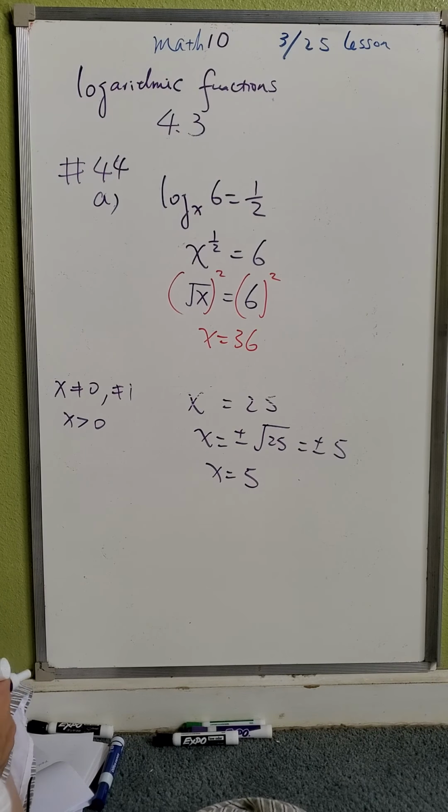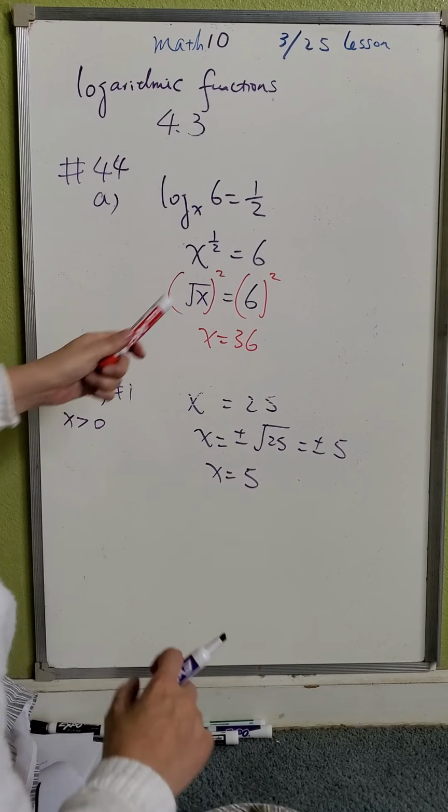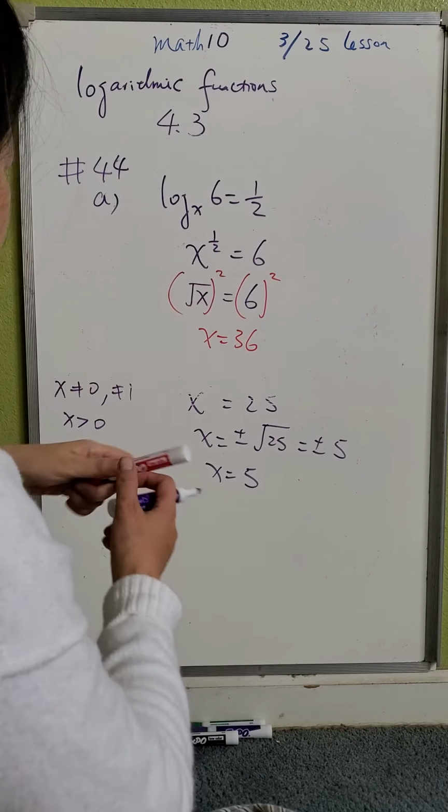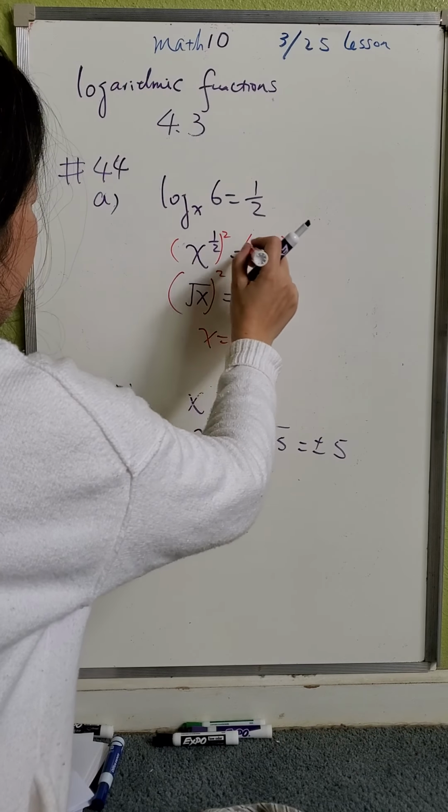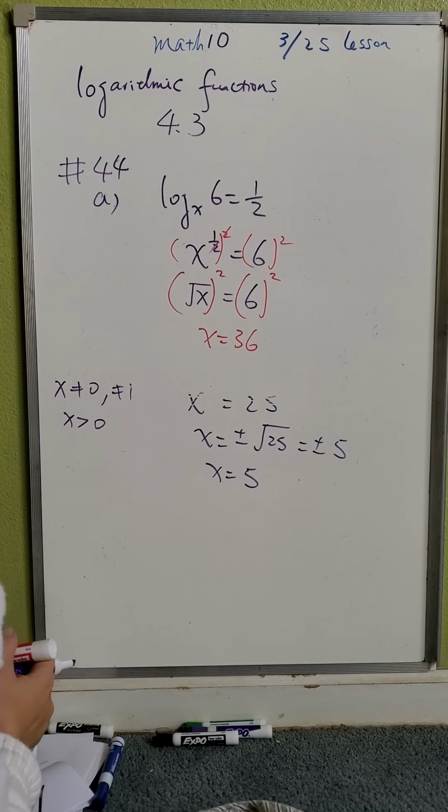Okay. And if you don't want to do this step, you can just square right here. That's fine, because if you take the square here, and this is 2 and this goes away, so x also equals 36. So either way is okay.